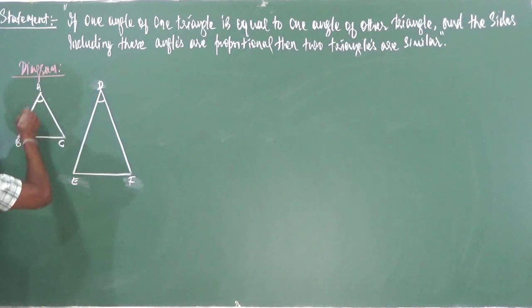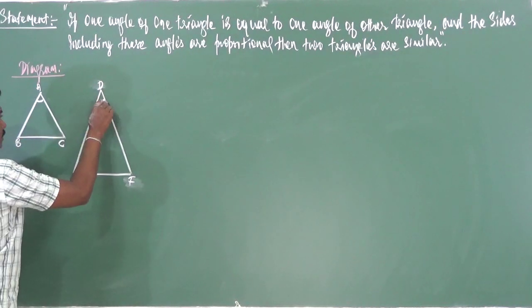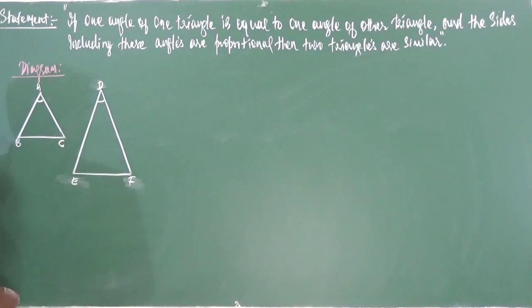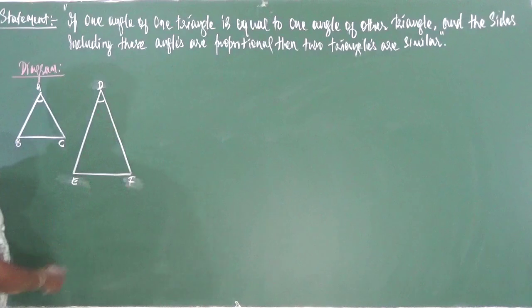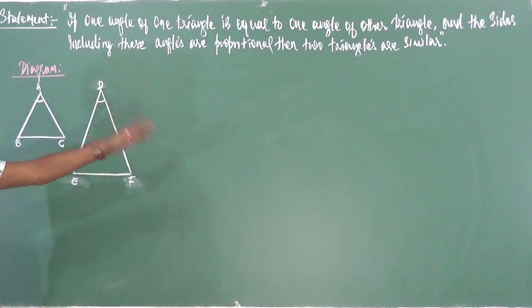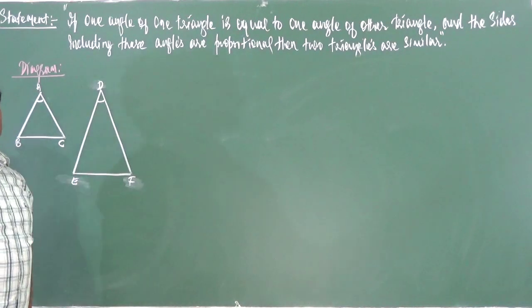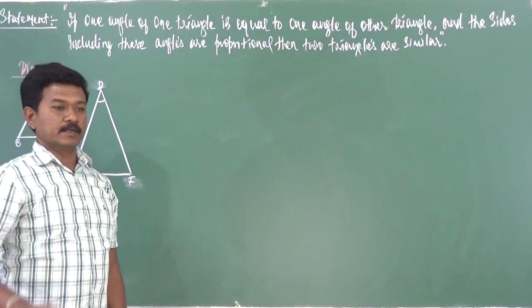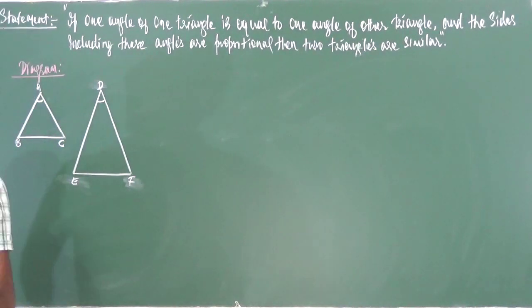So for this angle, these two are the sides containing the angle, and for this angle, these two are the sides containing the angle. So in both the triangles, one pair of corresponding angles are equal and the sides containing these angles are proportional. If this happens in two triangles, no doubt the triangles can be proved to be similar. But we will prove it logically first, then we will go with the numericals.